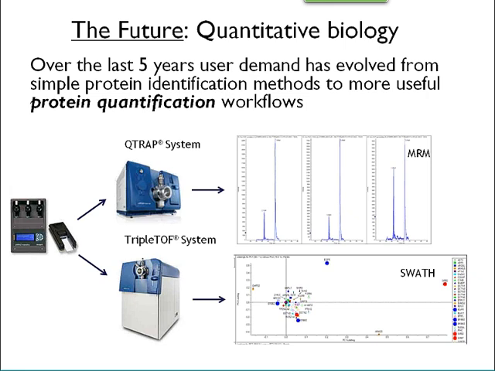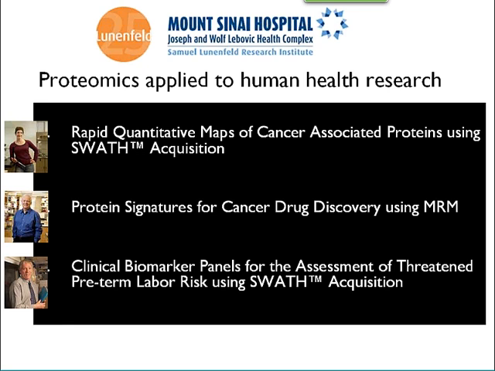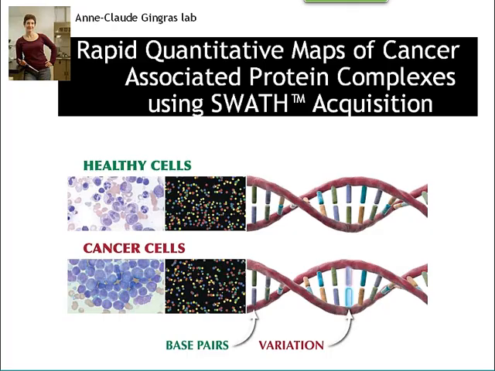So I'd like to tell you two or three stories about how we're using this equipment and what we're using it for. First story is going to be on cancer and how mutations in proteins can help to cause cancer, or certainly they don't help to stop it if it naturally occurs in your body. So this comes from Anne-Claude Gingras' laboratory.